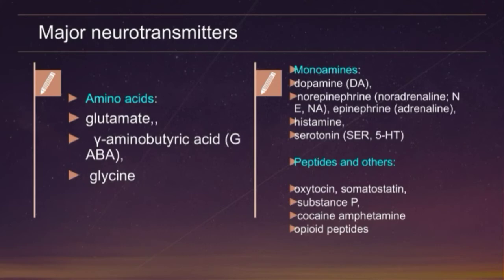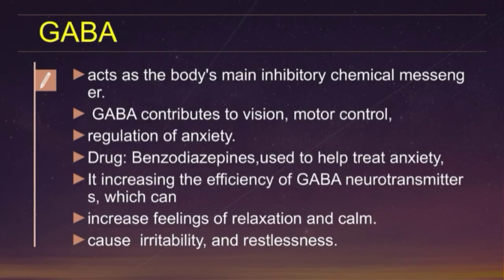The major amino acid neurotransmitters are glutamate, GABA, glycine, etc. Major monoamine neurotransmitters are dopamine, noradrenaline, adrenaline, histamine, serotonin, etc. And peptide and other neurotransmitters are oxytocin, somatostatin, substance P, cocaine, amphetamine, opioid peptides, etc. The full form of GABA is gamma aminobutyric acid. It is found throughout the brain and the spinal cord.